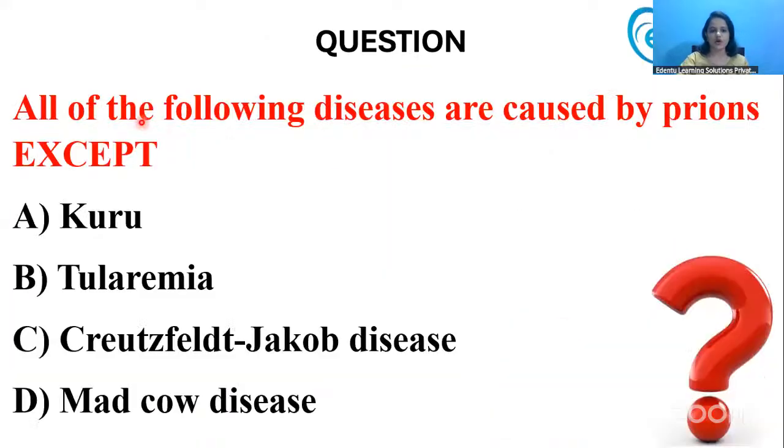The next question: all of the following diseases are caused by prions except. So what are prions and what are the diseases caused by them? Prions are very similar to bacteria or viruses or fungi, and they cause specific diseases in the central nervous system. One of these is not a disease caused by prions. So the odd one is option B, tularemia.